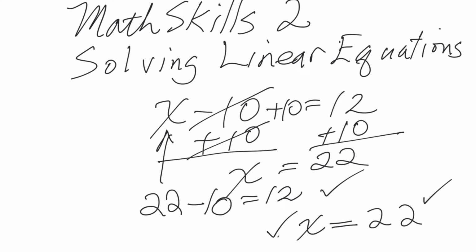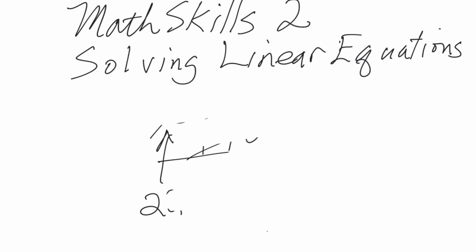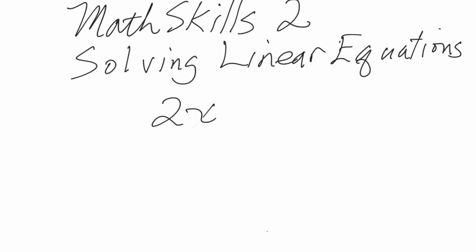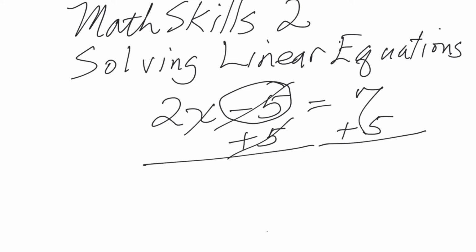Okay, now let's do a little bit more complicated. Let's say you have something like 2x minus 5 equals 7. Okay, so again, this minus 5 is not in the right place. The number should be on the right. So I'm going to add 5, which is the opposite, on both sides. And this will add out, becomes 0. You have 2x equals 12.